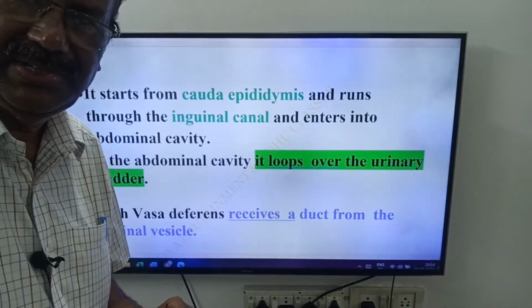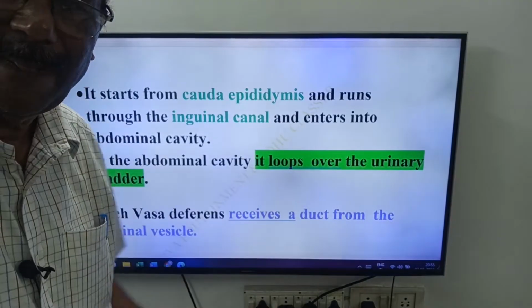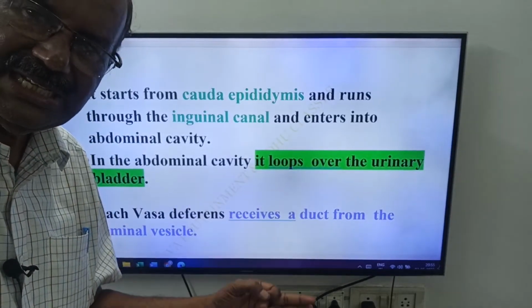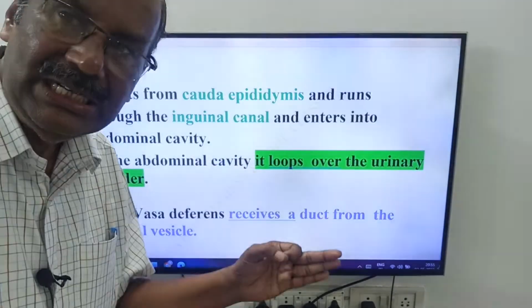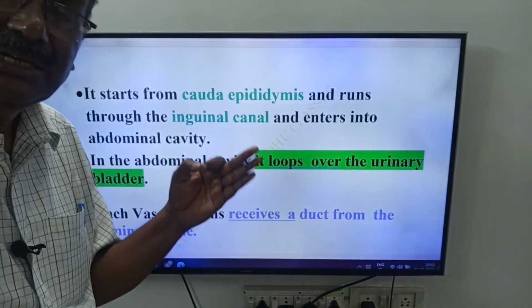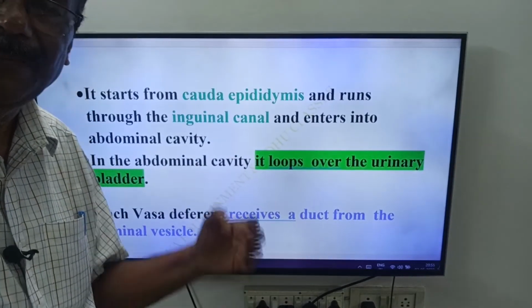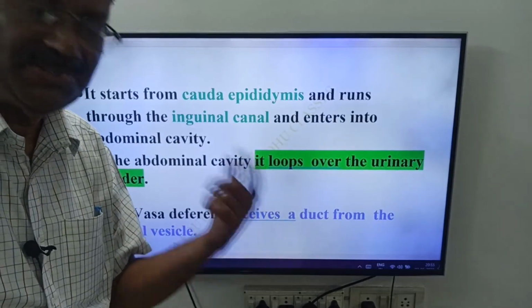Each vas deferens, after looping over the urinary bladder, receives a duct from the seminal vesicle. The seminal vesicle is a gland of the male reproductive system, friends. So, a duct from the seminal vesicle opens into what, friends? Opens into the vas deferens.